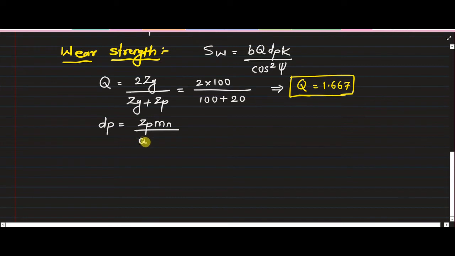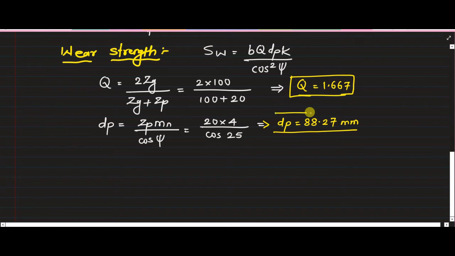So Zp, the number of teeth on the pinion, is 20, the normal module is 4 mm, divided by cos of 25 degrees. So that gives you 88.27. This is the value of dP, the second input which is necessary for our solution. Okay, the next entity that we need to calculate is the value of factor K.